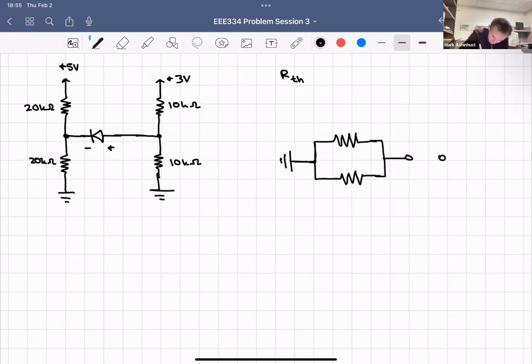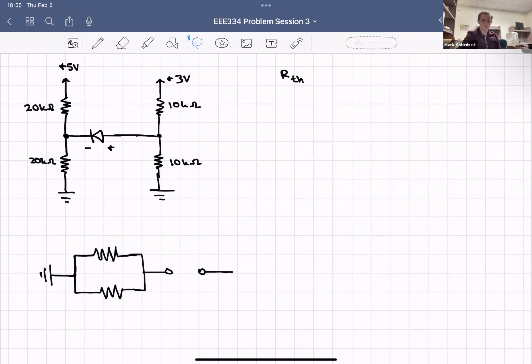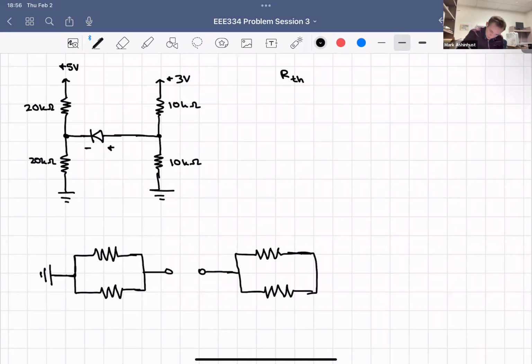To go out, we have the diode here. This is going to be our diode. I'm going to move this down here, and we have the same exact thing. You could probably finish drawing it. On the left side, we're going to have our 20K, 20K, and we have 10K ohm, 10K ohm.